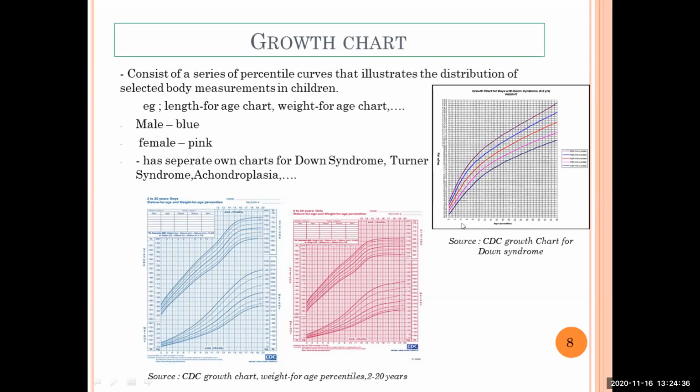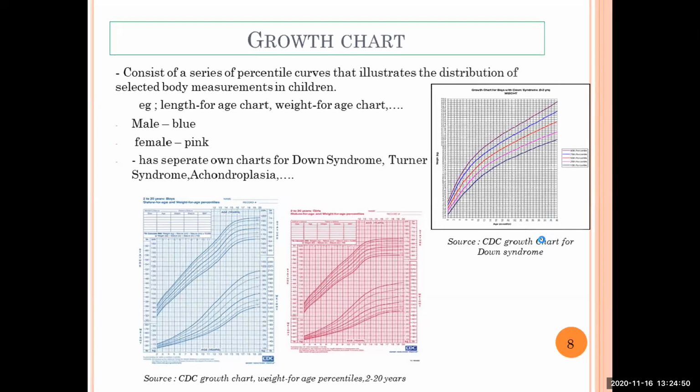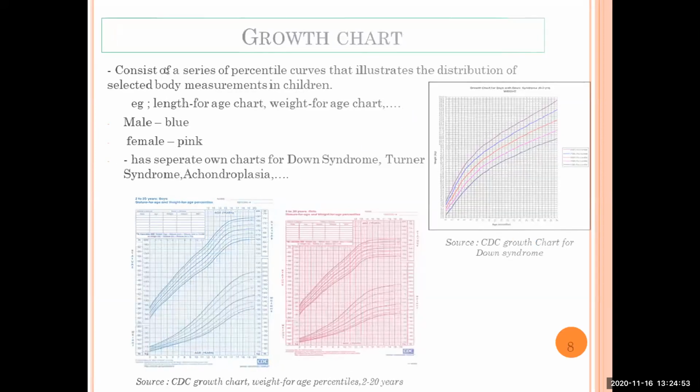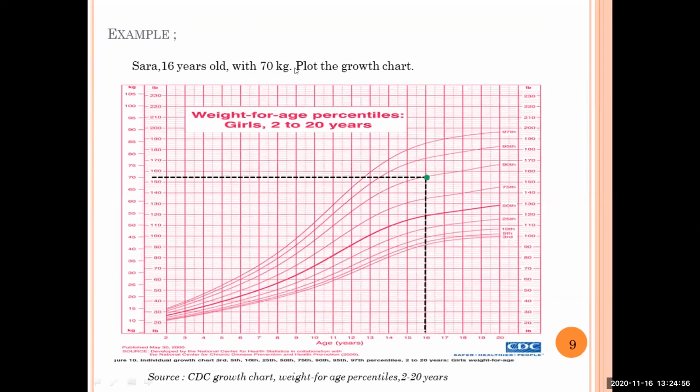Not too detailed, but I just want to show you the difference between the usual one and the abnormal one. Of course, the percentile and the ratio are quite different between these two. And then let's take an example. Sarah, 16 years old with 70 kilograms. Then we must plot the growth chart. So like usual, the bottom is age in years, and this vertical one is weight in kilograms. And then we just plot the intersection of this coordinate, and we can see it lies on the 19th percentile.